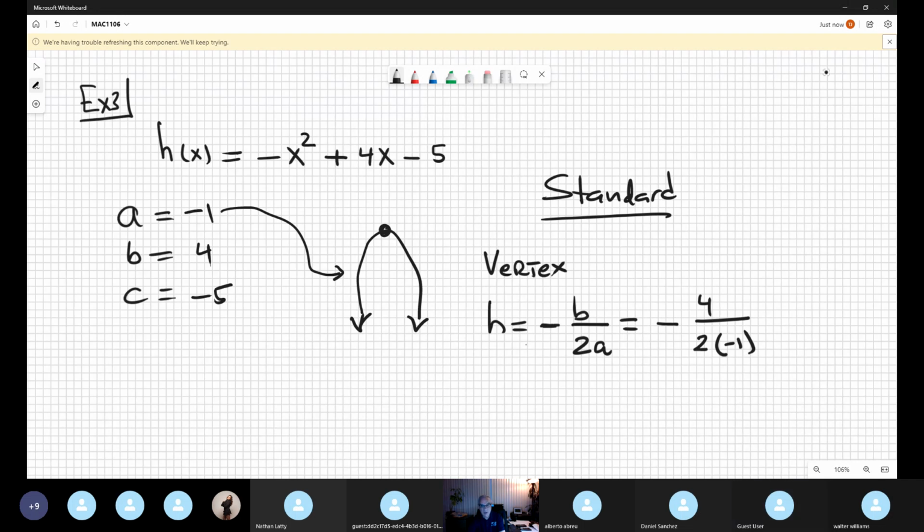Yes. And we have a double negative, and a double negative becomes positive. And 4 divided by 2 is 2, positive. H is 2. In order to find the K value, oh, it's easy. You evaluate the function at H, at 2. So plugging H into the function in order to get the K value. H and K are the two components of the same point.